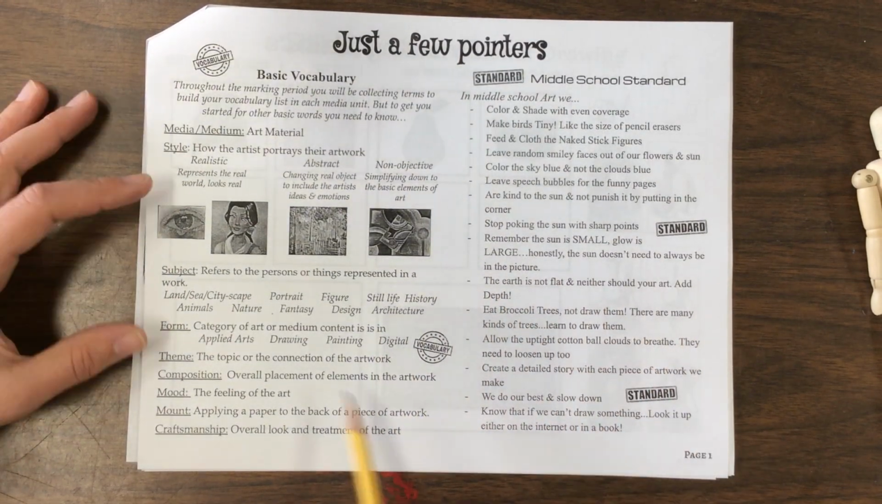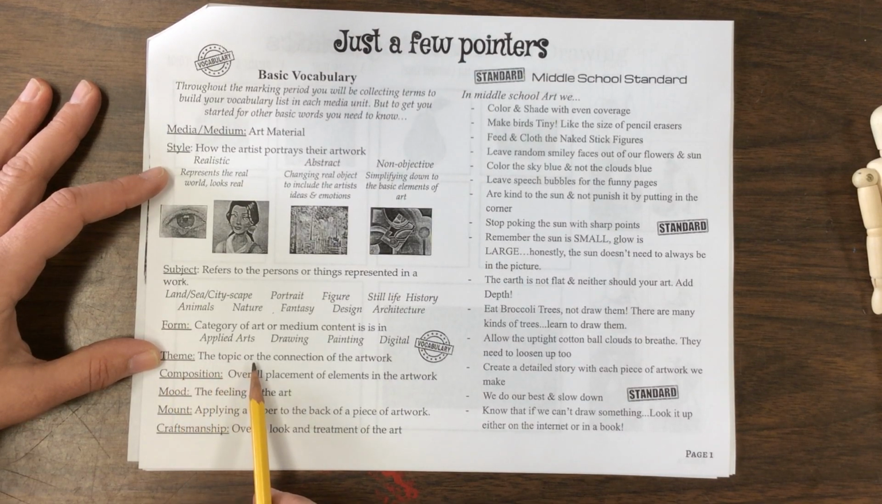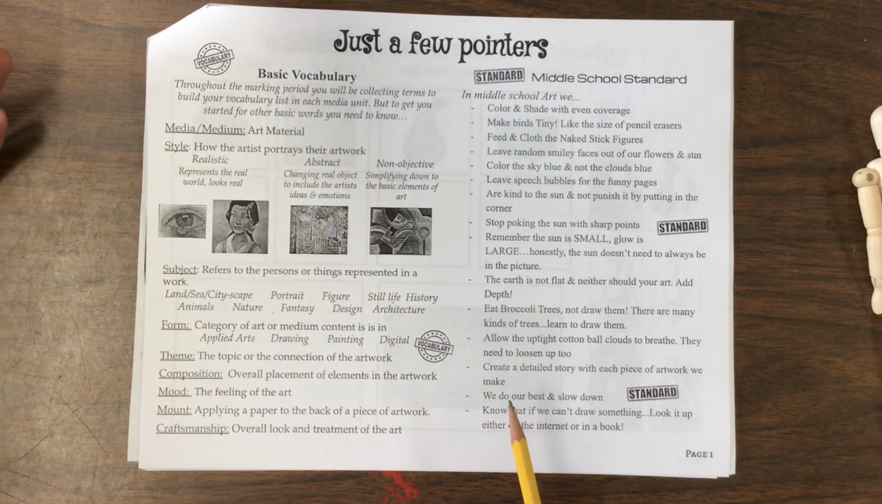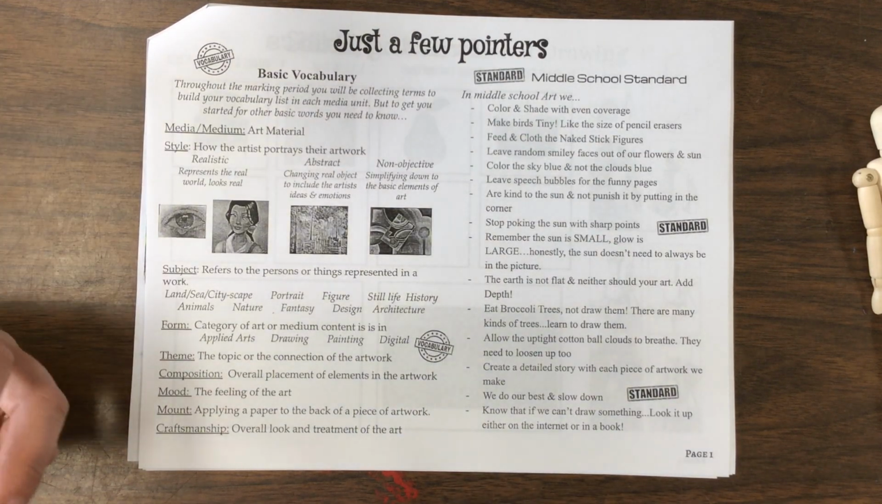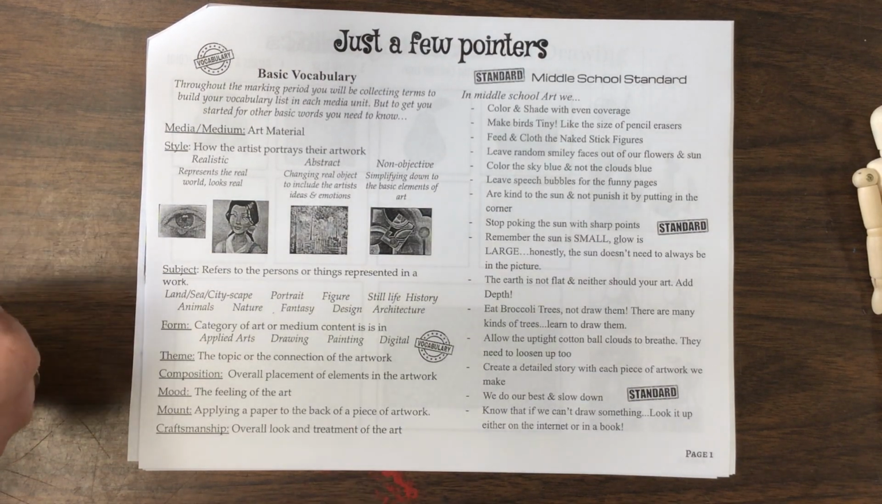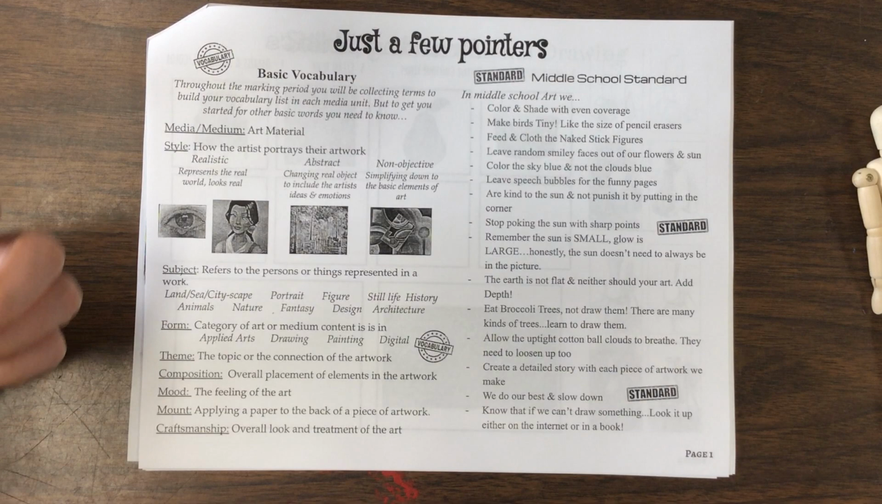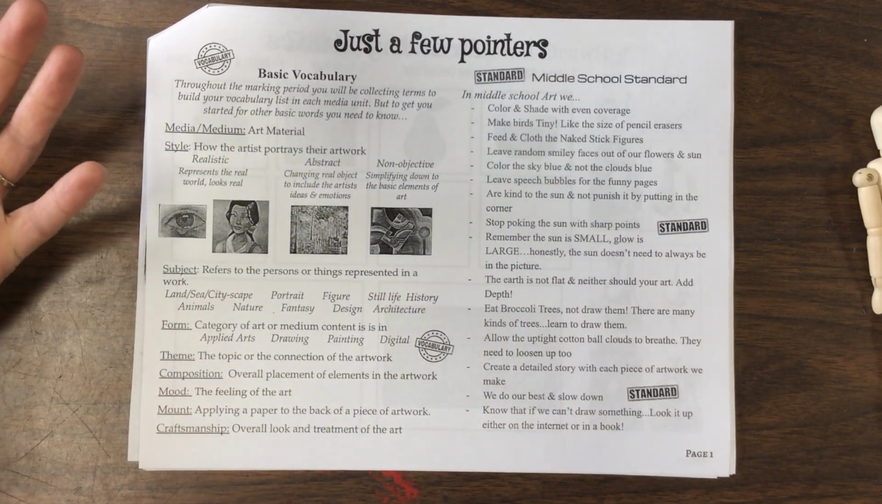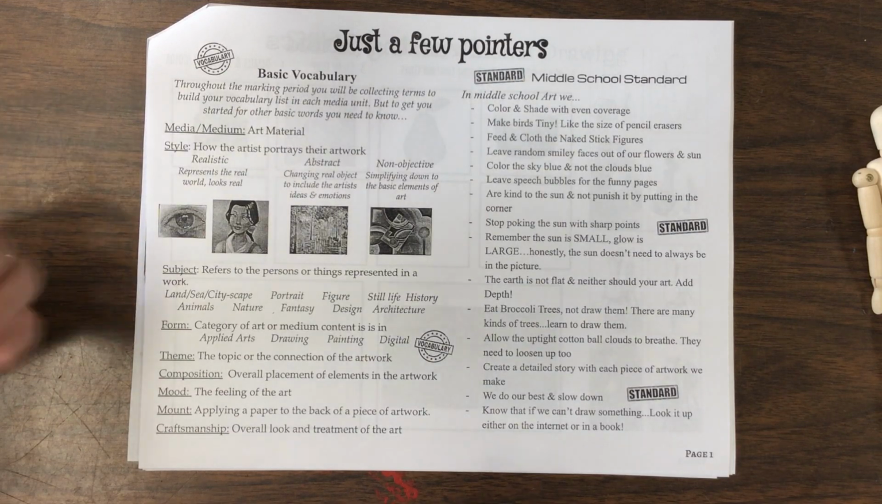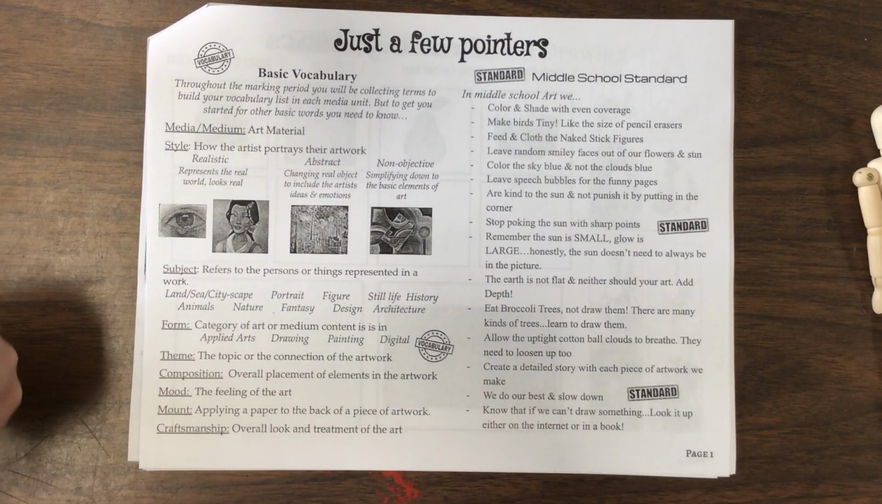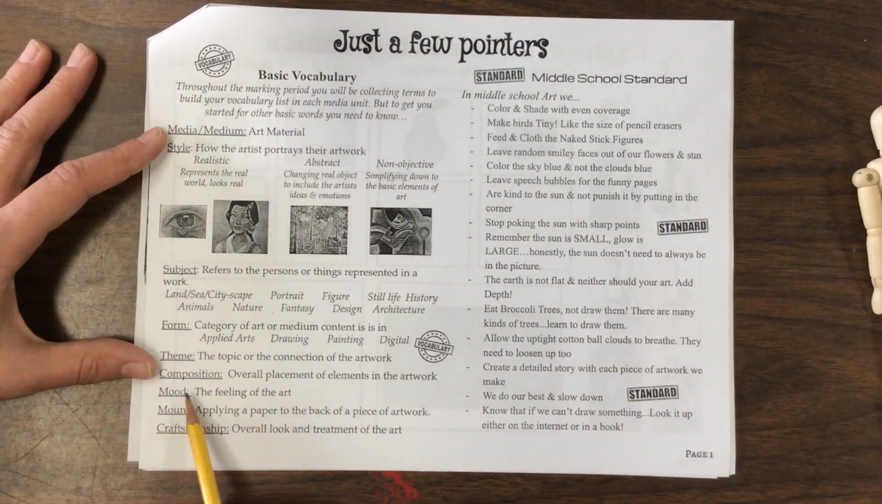What is it? Theme, what's the topic or the connection of the artwork, okay? So for example, if I was drawing a medieval project, if I had the theme of medieval, everything in there would probably have knights and shining armor, maybe some princesses and stuff that I would think of medieval times. Although medieval times was not really an exciting time, but that's kind of what I would possibly put in.